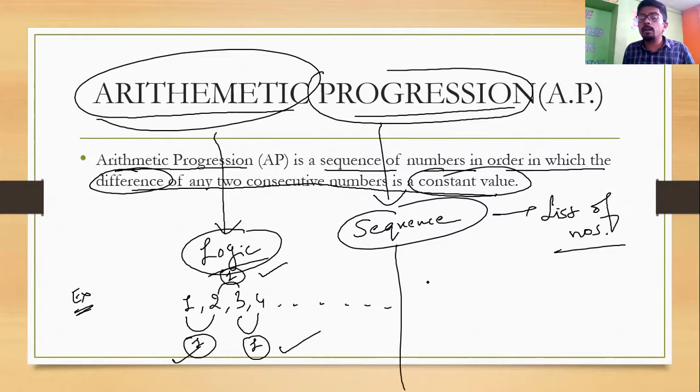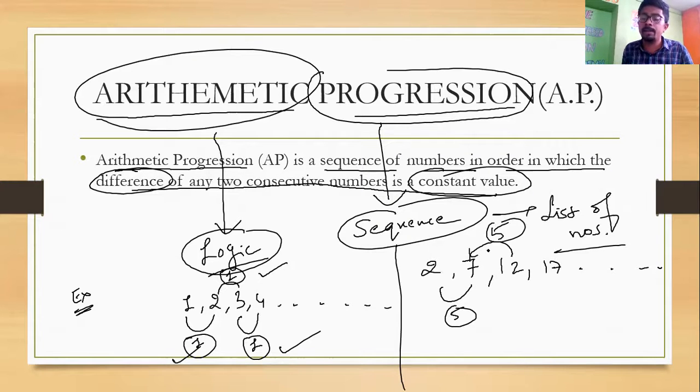Let us take another list of numbers, for example, 2, 7, 12, 17 and so on. Here the subtraction of two consecutive numbers is 5. 12 minus 7, again that will be 5. 17 minus 12, again that will be 5. So you can check here the difference is constant.